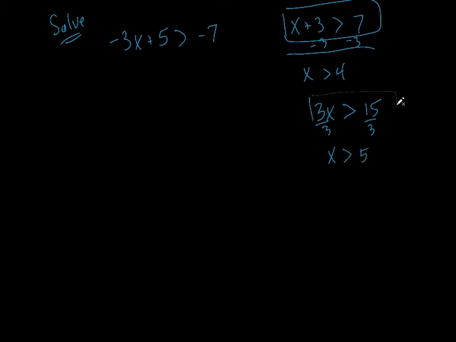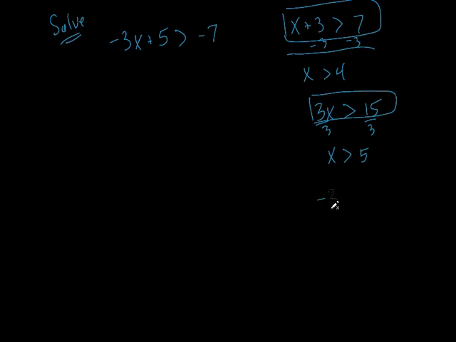So try some numbers. Remember, we want to put it back into the original inequality. 6. Put a 6 in here. 3 times 6 is 18. Is 18 greater than 15? Sure it is. Let's pick a number that's not greater than 5. So that should not work. 4. 3 times 4 is 12. Is 12 greater than 15? No, it's not. So numbers that are less than 5 aren't going to work, but all the numbers that are bigger than 5 will always make that work. Agreed?